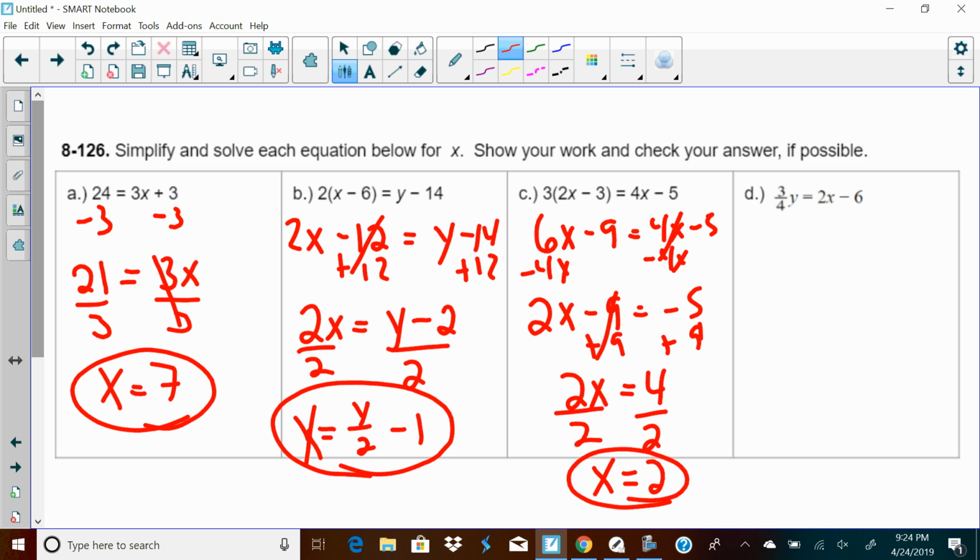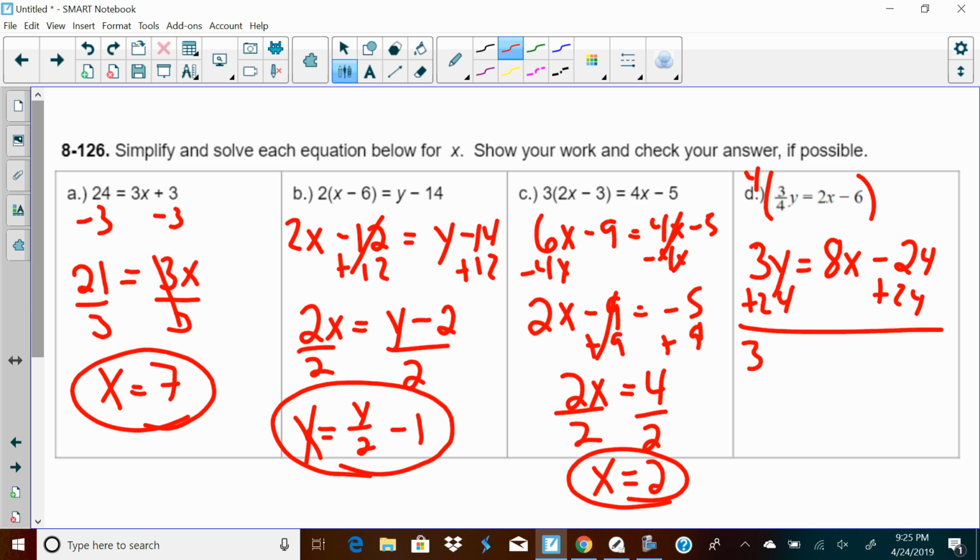And for D, I want to solve for x, but I want to get rid of my fraction first, so I'm going to multiply everything by 4. So I get 4 times 3 is 12, divided by 4 is going to be 3. So I get 3y equals 8x minus 24. So I add 24 to both sides. So I end up with 3y plus 24 equals 8x. Divide everything by 8. So I end up with x equals 3 over 8y plus 3.